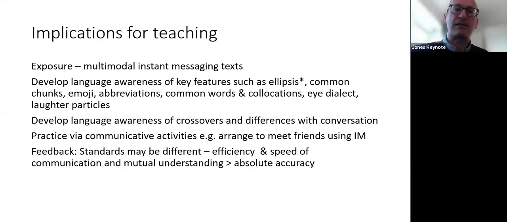And the last thing I think is that in terms of feedback, standards may need to be different here if we want to give feedback on students when they're using things like WhatsApp. Efficiency and speed of communication and mutual understanding is much more important here than absolute accuracy. You could see that in some of the examples there from those Malaysian learners. And I think that's important. I think demanding a kind of standard of accuracy, which is just not used in this format, is unrealistic and not helpful.